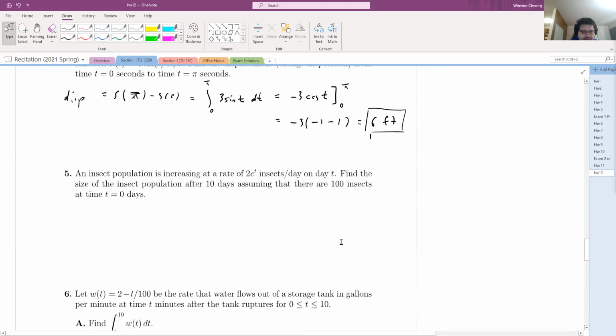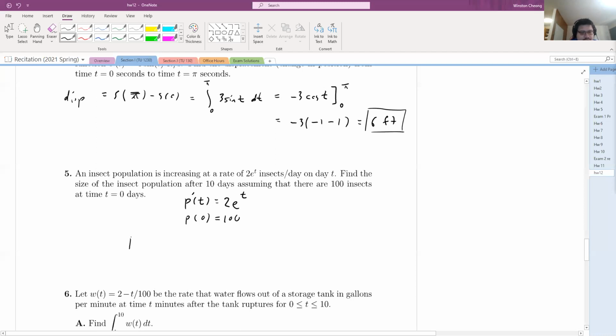Number 5 is very much the same. This time it actually tells us the initial. So if we wanted to translate this into symbols, we could use P of t to denote the population. And the first sentence is saying that the rate of change is actually the derivative. So p prime of t is 2e to the t, and that p at 0 is equal to 100. So we want to figure out the size of the population after 10 days.